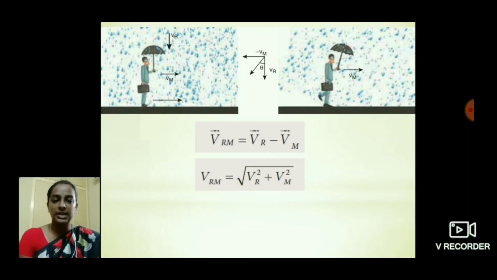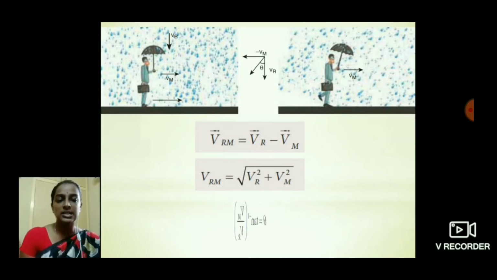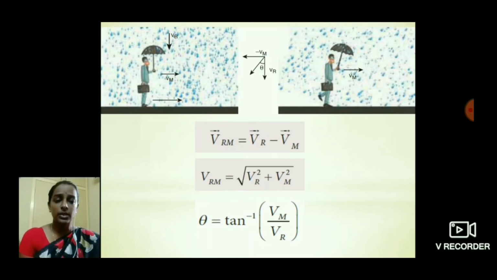So when we are holding it at a right angle, we will automatically get wet. So for that, there must be some angle made by the umbrella in order to save us from getting wet from the rain. That angle is given as theta equals tan inverse Vm by Vr.